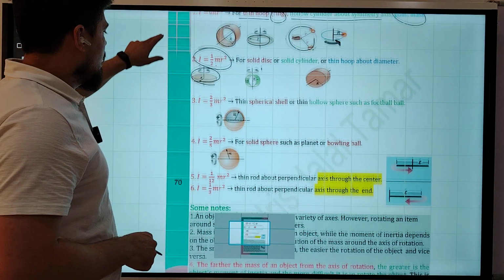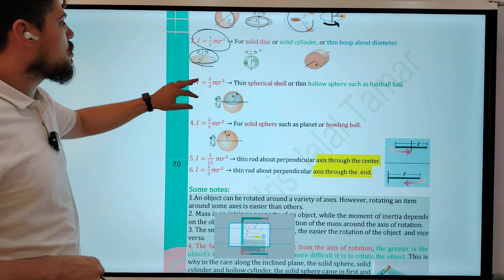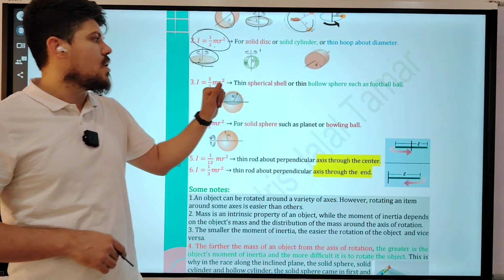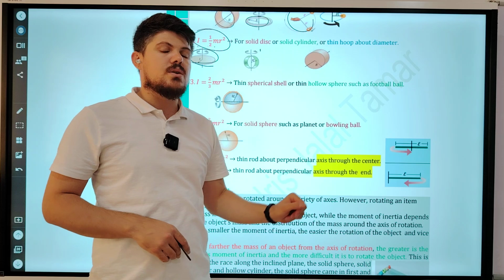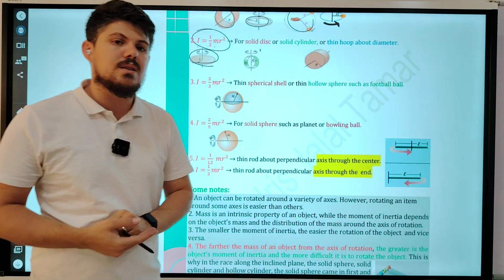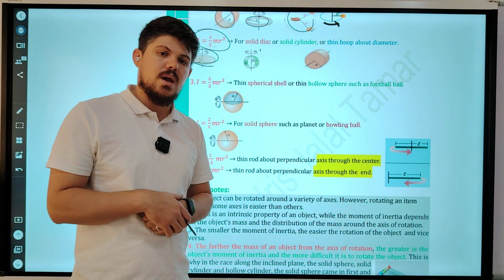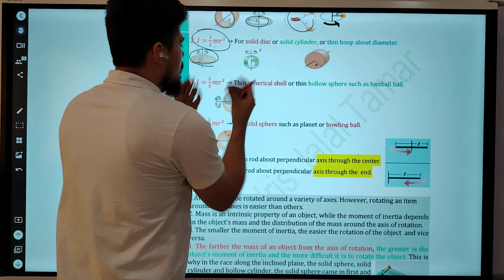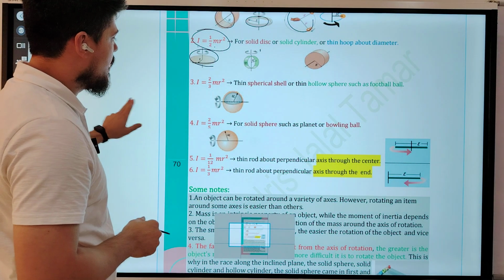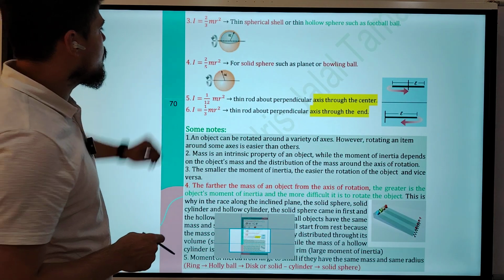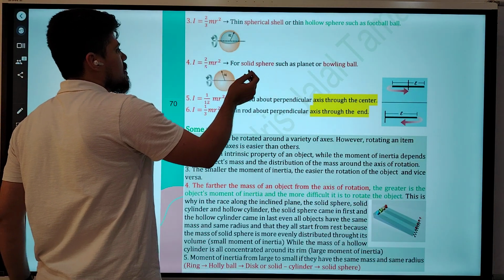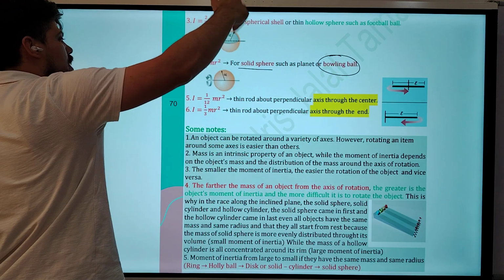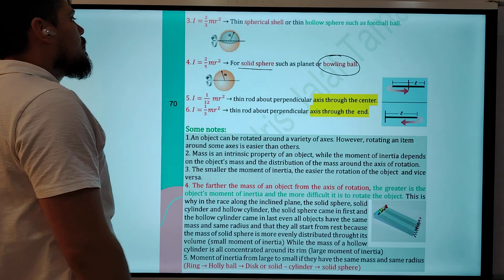Okay. The third one, I is equal to 2 over 3 mr squared. This is for what? This is for the thin spherical shell or thin hollow sphere, such as a football or volleyball or any ball that has no mass inside it. Okay. So in that case, the mass is distributed evenly around the rim of the object. It is empty. Okay. And for this one, I is equal to 2 over 5 mr squared. This is for solid spheres, such as a bowling ball or all the planets. The Earth planet has moment of inertia 2 over 5 mr squared.